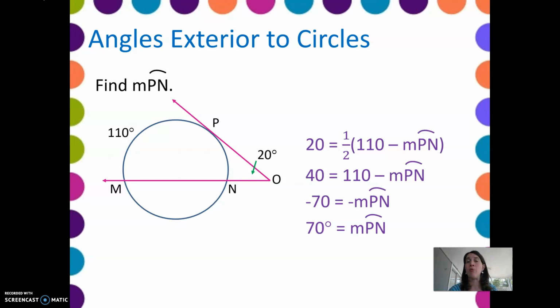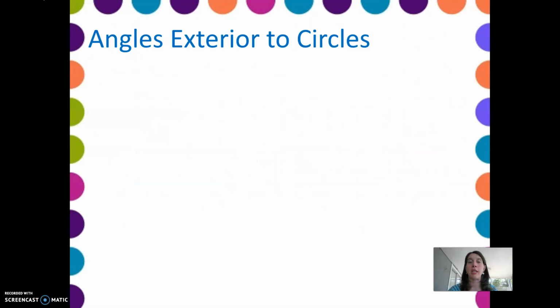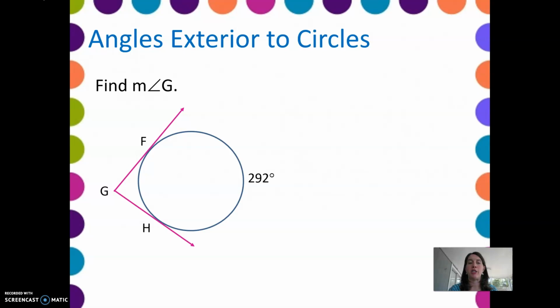Let's go back to roughly the same idea from our first example, where our job is going to be to find the angle, and we are given the arcs in our picture. Let's go ahead and take a look at this picture. Our job again is to find the measurement of angle G.